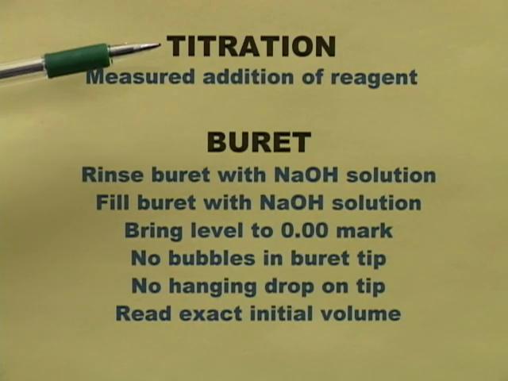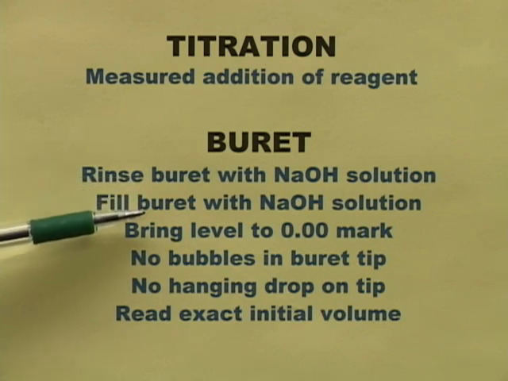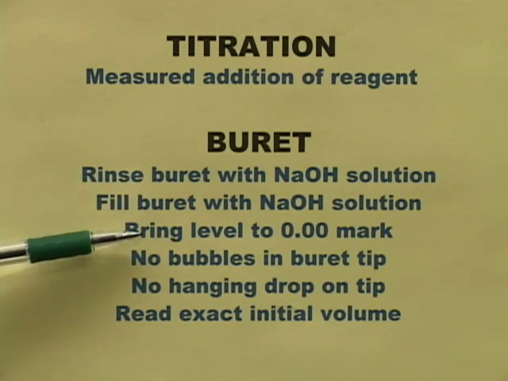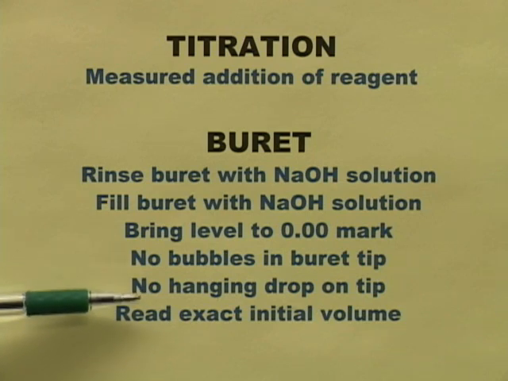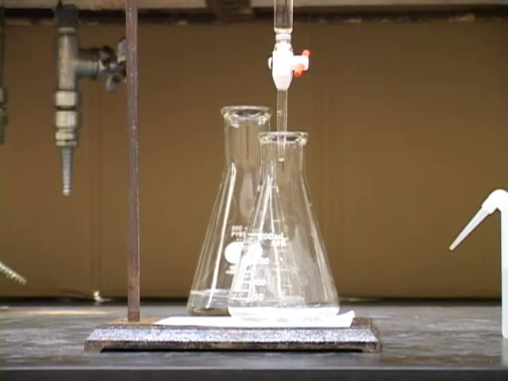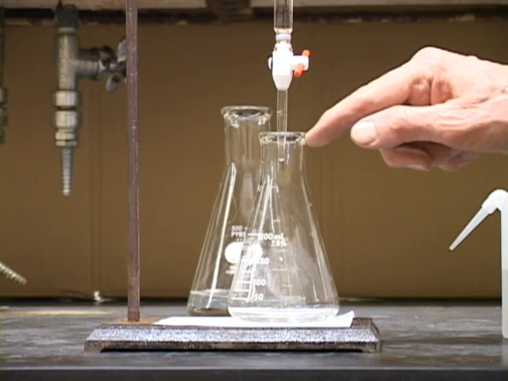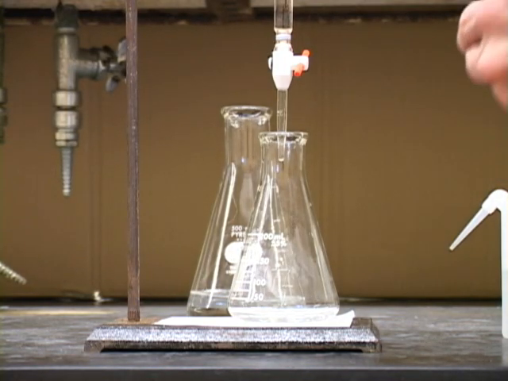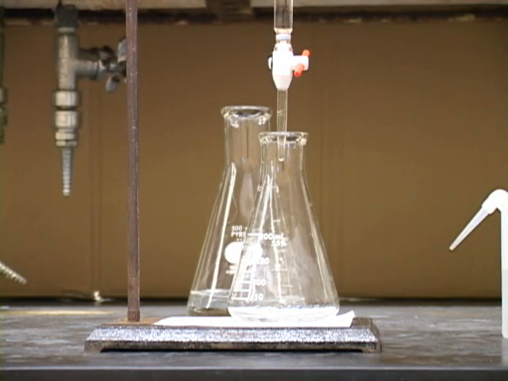The titration will be done with the burette. First, rinse and then fill the burette with the sodium hydroxide solution and bring the level at the top to the 0 mark. And then make sure there's no bubbles in the burette tip, no hanging drop on the tip, and then read the exact initial volume. As you can see, the tip is filled. There is no bubble there. There's no drip hanging from the tip. We'll put a couple of drops of indicator, phenolphthalein, in, and now we'll read the initial volume.